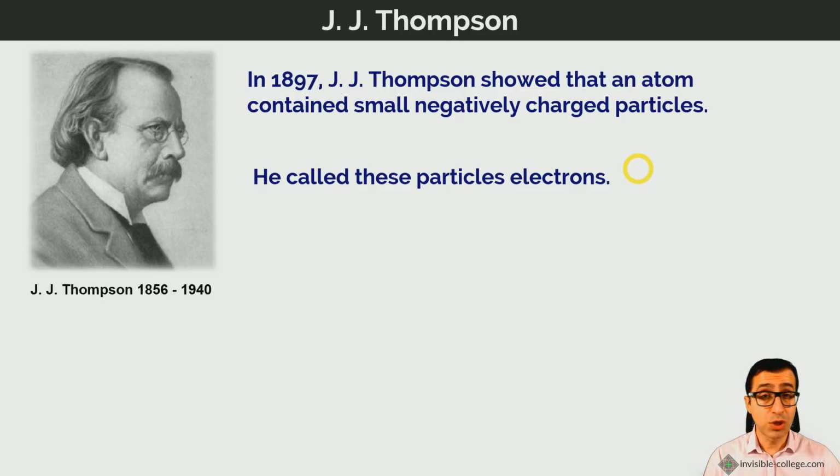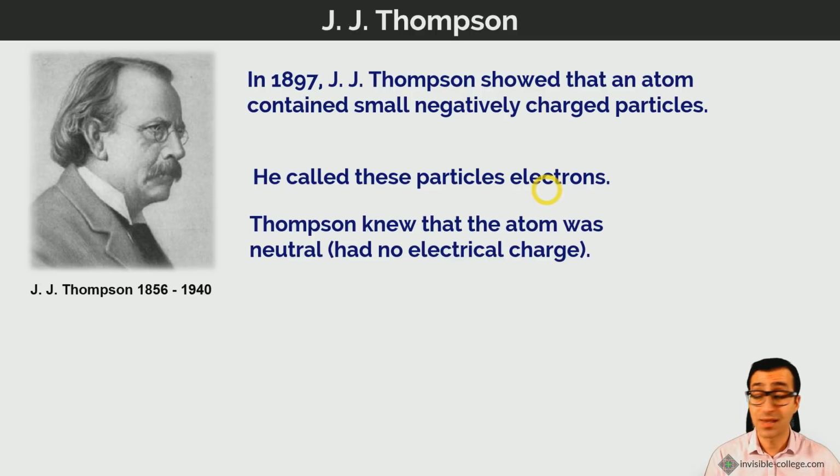Now, he also knew that atoms were electrically neutral overall, and so if there was negative charge, which he detected, and he called these negative particles electrons, if these negative particles existed within atoms and atoms had no overall charge, by extension, you could say that there must be some positive charge somewhere within the atoms. So he proposed a model of the structure of the atom which became known as the plum pudding model.